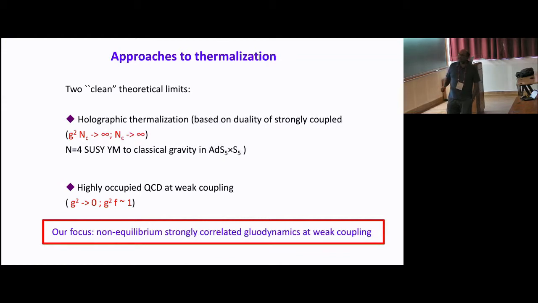Now you usually think this is a strange limit, right? This is very strange, but most of physics is actually in this limit. When you think about cold atomic gases, the coupling is very weak, except when you go near the unitarity bound, the unitary limit of the theory. But it's mostly weak. It's really the occupancy of atoms that is very high, and that's what really describes the physics there. So our focus is going to be non-equilibrium, strongly correlated gluodynamics at weak coupling, and see how far we get.